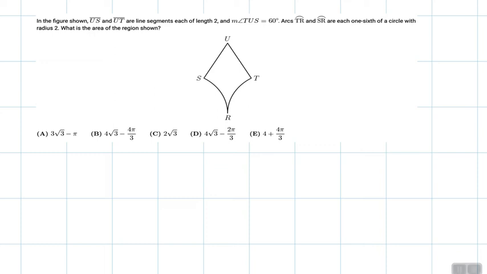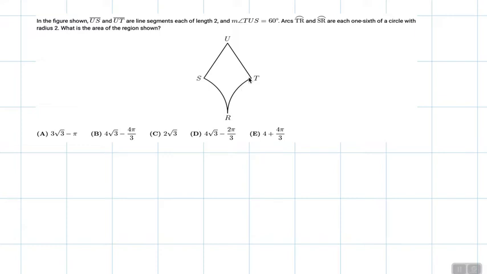In the figure shown, segment US and segment UT are line segments, each of length 2, and the measure of angle TUS is 60 degrees. Arcs TR and SR are each 1/6 of a circle with radius 2. What is the area of the region shown?